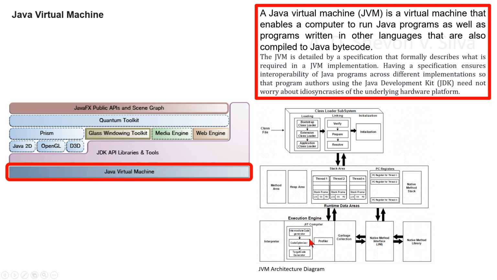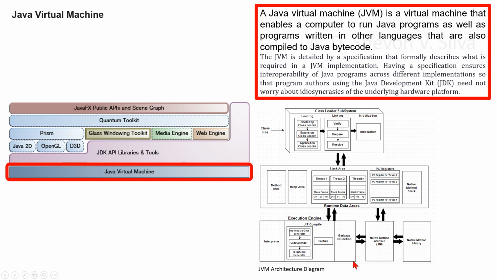Intermediate code generator produces intermediate code. Code optimizer is responsible for optimizing the intermediate code generated above. Target code generator is responsible for generating machine code or native code. Profiler is a special component responsible for finding hotspots, that is, whether the method is called multiple times or not.